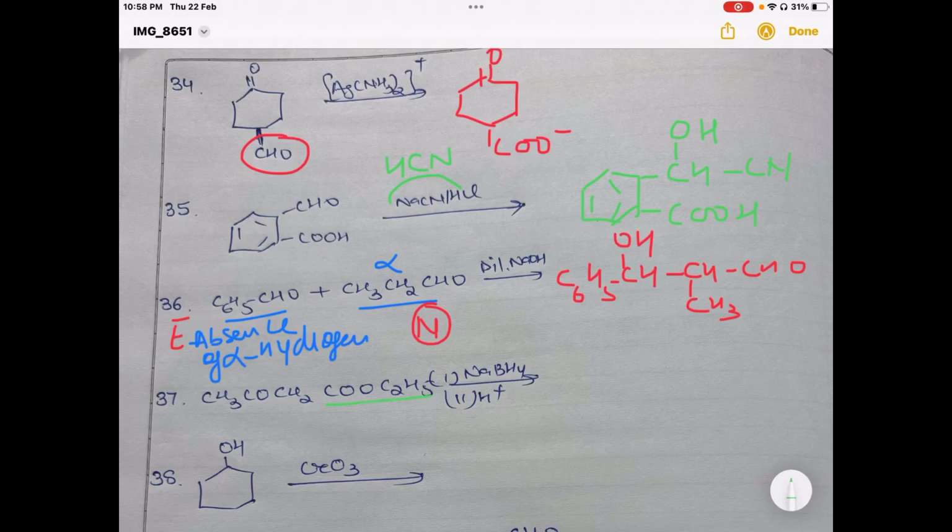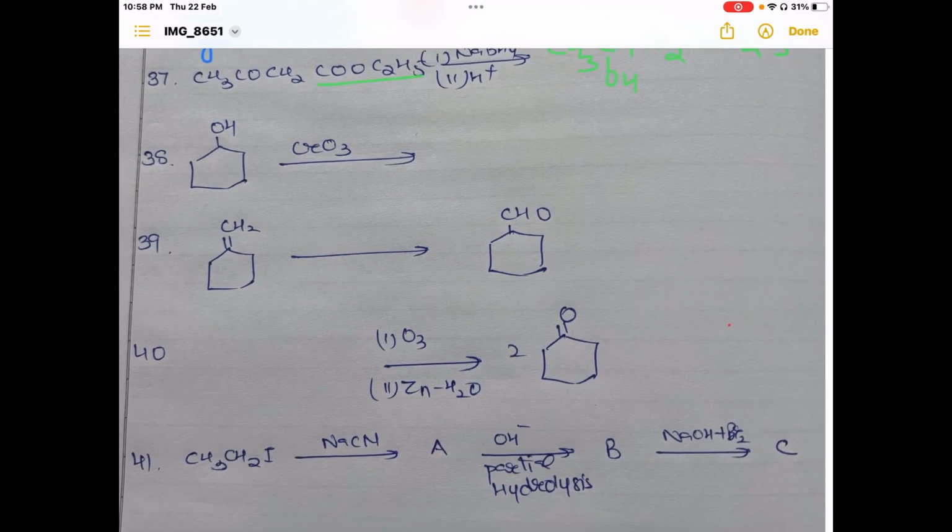Next again a reaction with sodium borohydride. So it doesn't affect the ester part here. In this case the carbonyl changes into an alcohol. So the product here is CH3CHOHCH2COOC2H5.